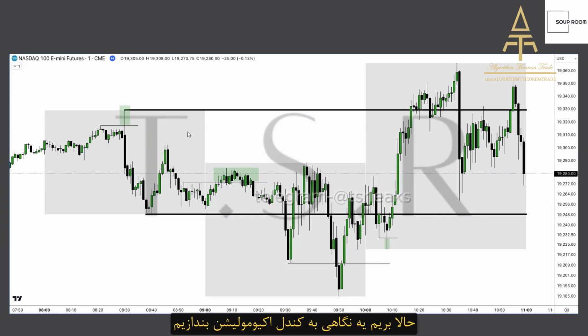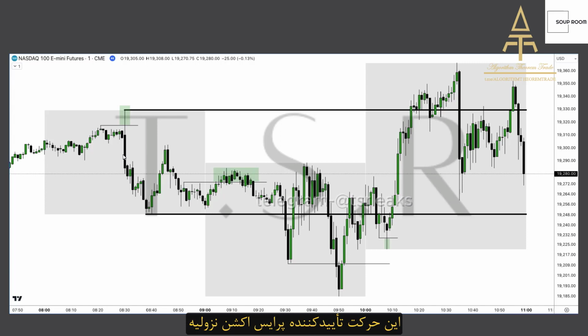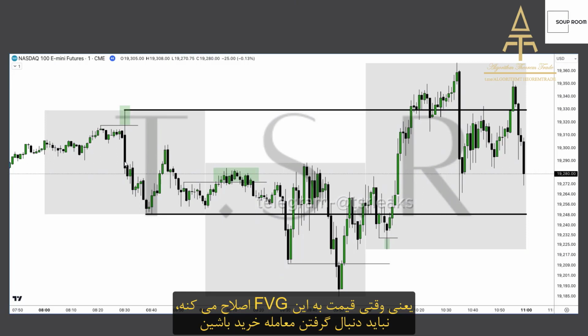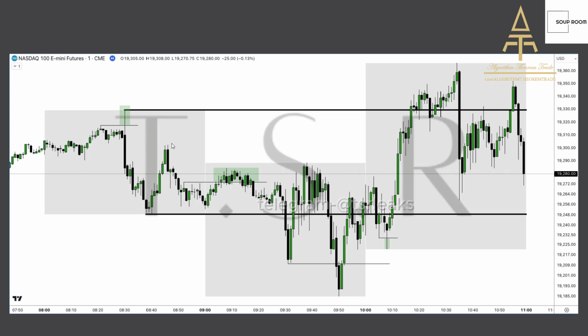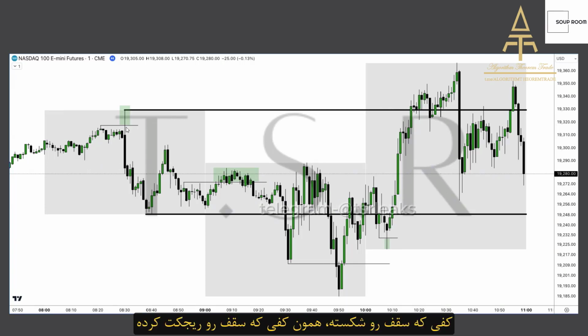Now let's take a look at the accumulation candle. Price consolidates, manipulates a 15-minute high, breaks through the low. This confirms bearish price action. What does that mean? That means that when price retraced into this fair value gap, you would not be looking for longs. You would be looking at shorts. Why are you looking at shorts? Because price broke through the low and did not reject the low. Which low? The low that broke the high. The low that rejected the high.